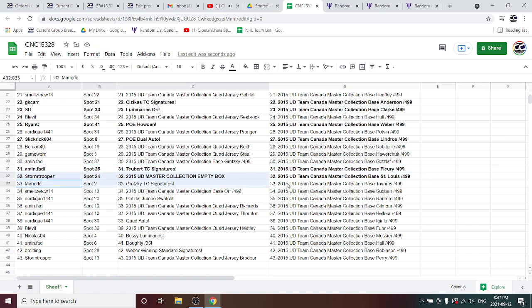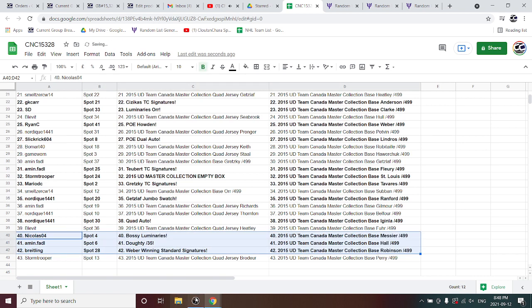We've got the Gretzky Team Canada signatures for Mario DC. Congratulations, sir. Getzlaf Jumbo Swatch for Nordique. The quad auto also for Nordique. The Bossy Luminaries for Nicholas. Amin has the Doughty. And the Weber winning standard goes to Brightling. Congrats, guys.